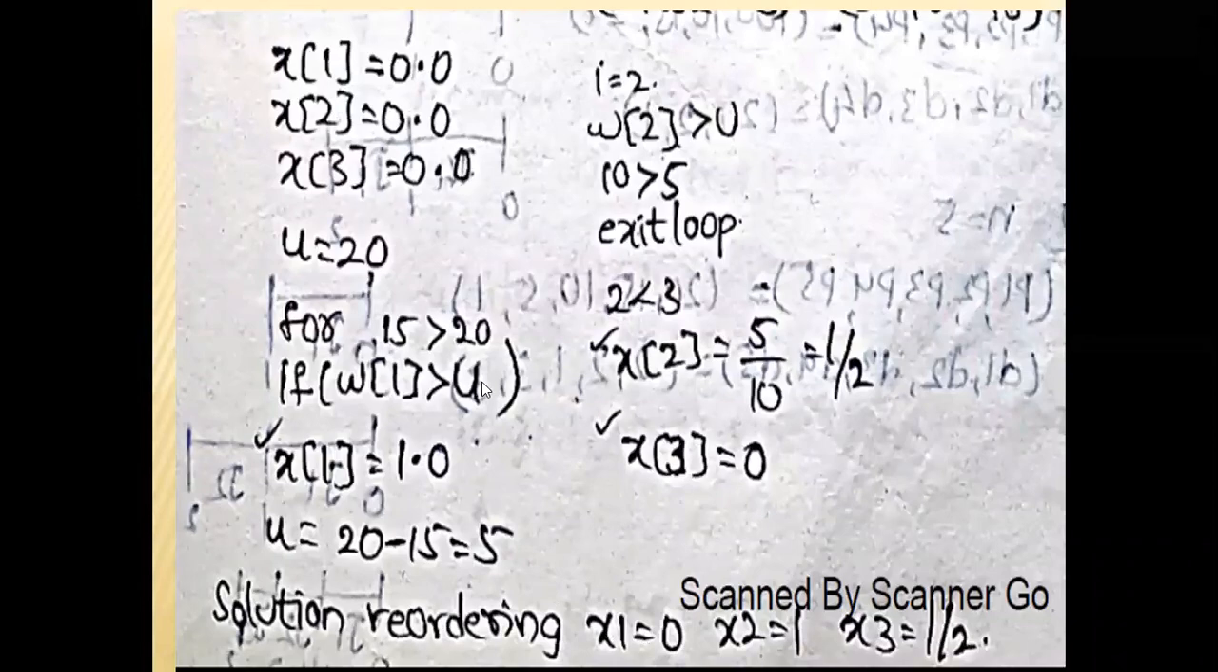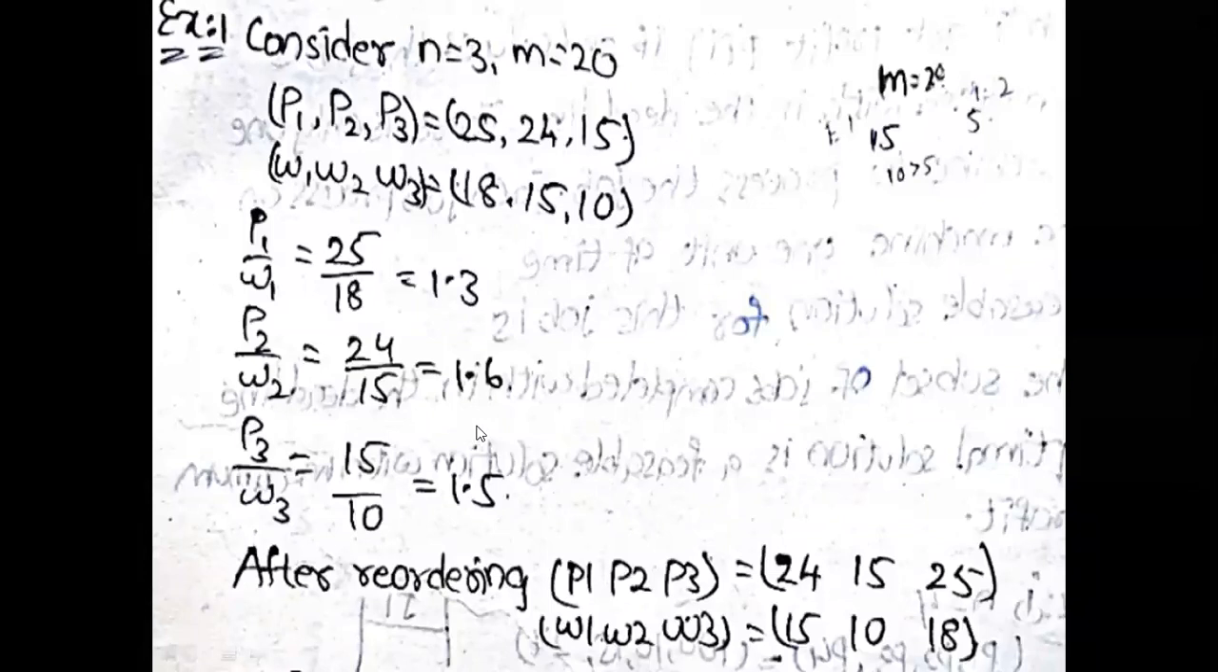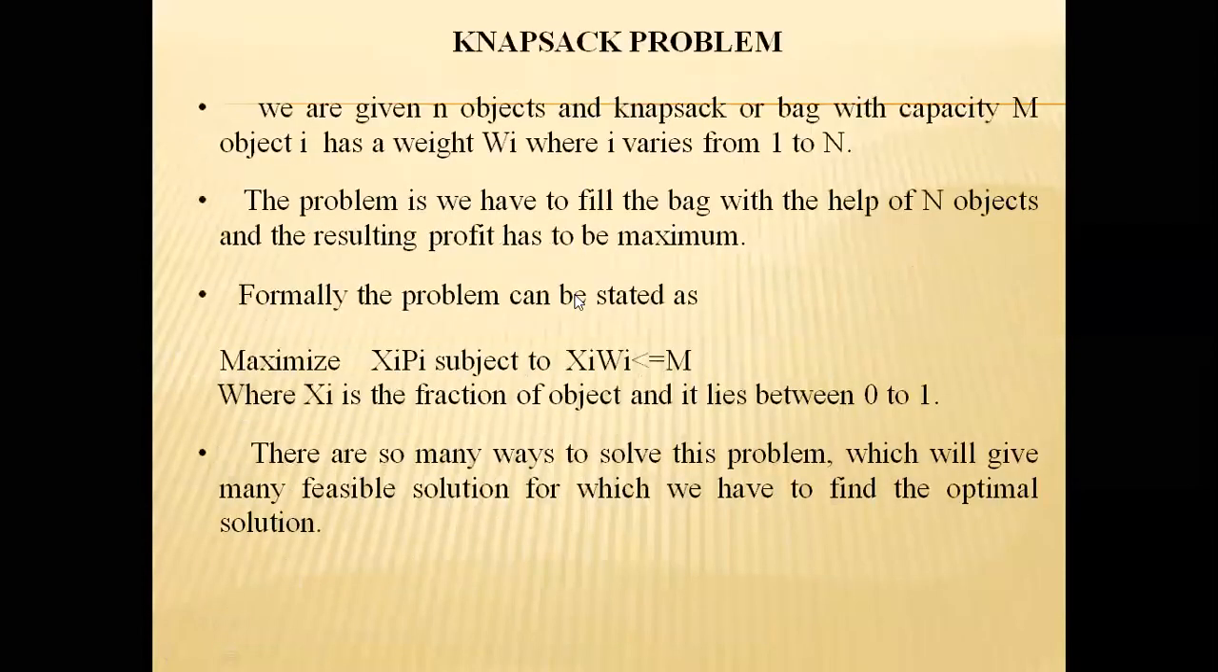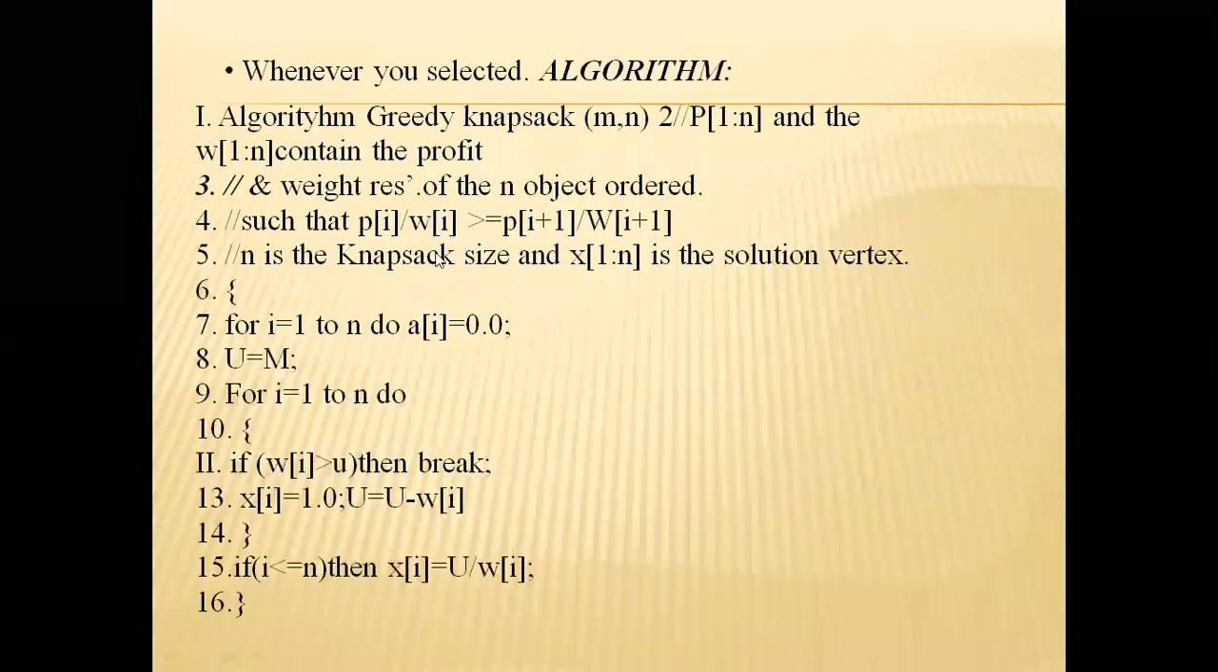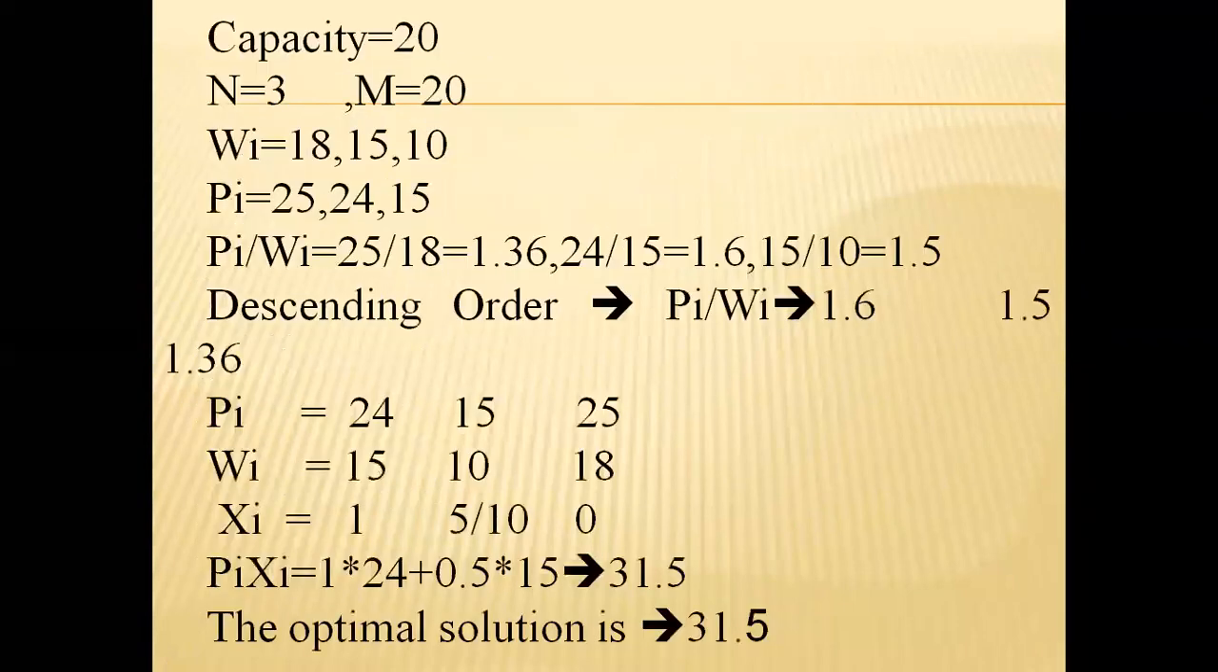By placing the objects, the maximum profit P of I by W of I object is placed first. So 15, remaining weight 5. The next maximum P of I by W of I is 15 by 10, weight is 10. You cannot place 10, so half of the object is placed, that is 5 by 10, 1 by 2. So you placed a fraction of the object. In the knapsack problem, with n objects, the maximum profit object is placed first, then the next maximum profit object is placed next.